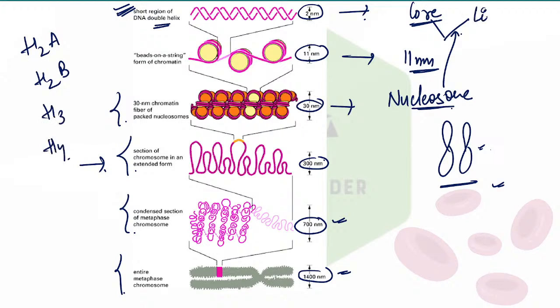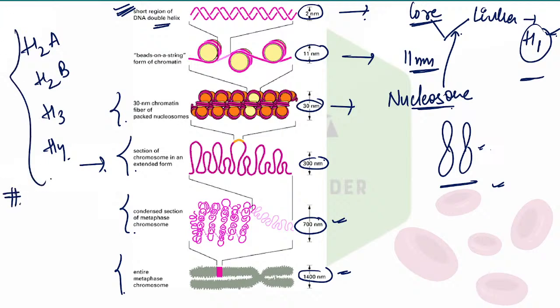And then you have the linker one. So the linker is your H1. H1 is the linker. All four others are your core histones, right? There are two major models for the same. One model is the zigzag model. The other model is your solenoid model.